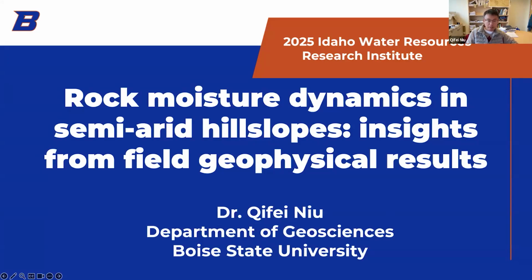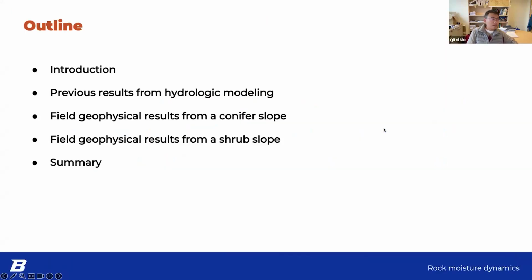Here's the outline of this presentation. First, I'm going to introduce the background: what is rock moisture and why it is important. And also, we'll share some of the previous results from hydrological modeling, which we call geophysics-informed hydrological modeling. That means we incorporate a lot of geophysical data into the hydrological modeling to improve the predictions, so that we can better quantify what is soil moisture and what is rock moisture.